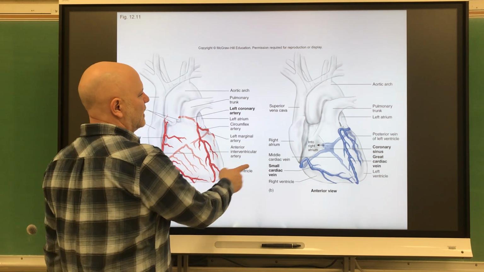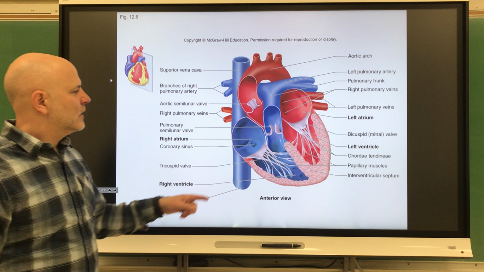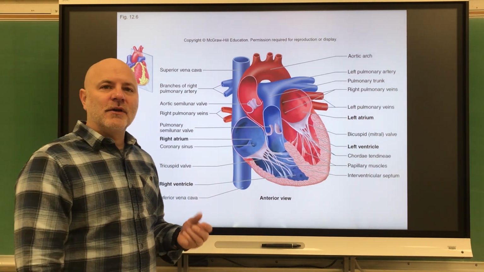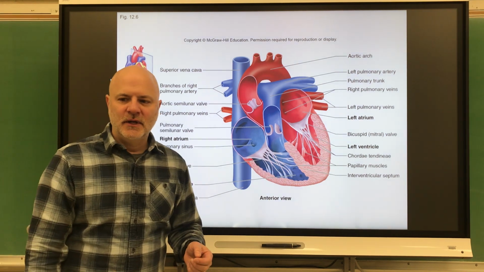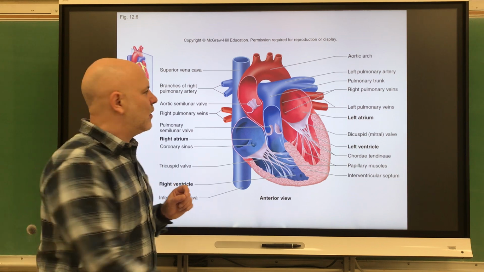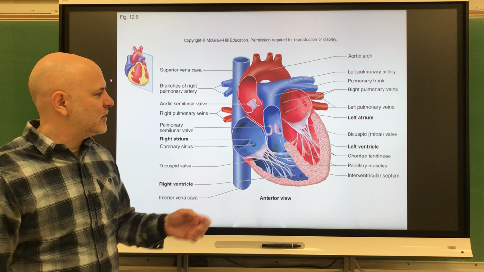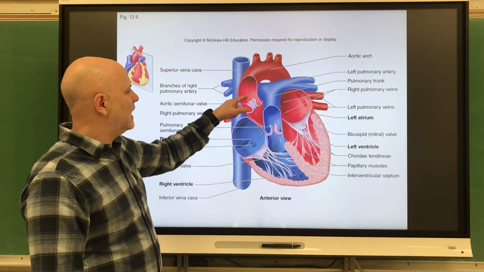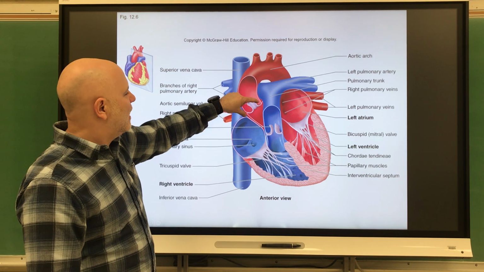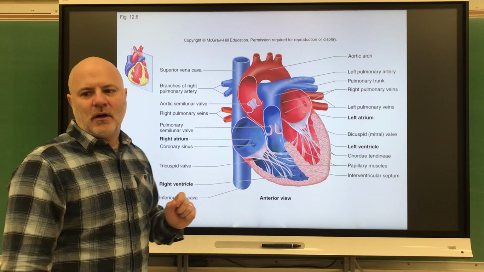Now let's take a look at the valves. Let's go back to this picture here. Here we see 1, 2, 3, 4 valves. The first are the semilunar valves, or SL valves. The first is the aortic semilunar valve, shown here. This aortic semilunar valve is between the left ventricle, right here, and the aorta, that major blood vessel right there. In actuality, that valve is a little further down, but on these pictures they move it up so we can see all of them.